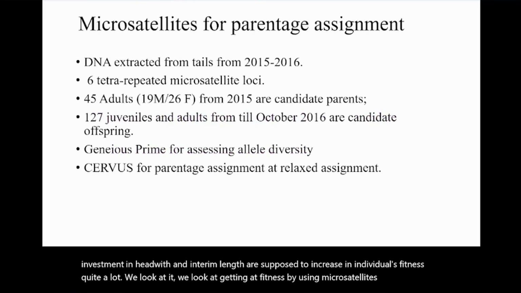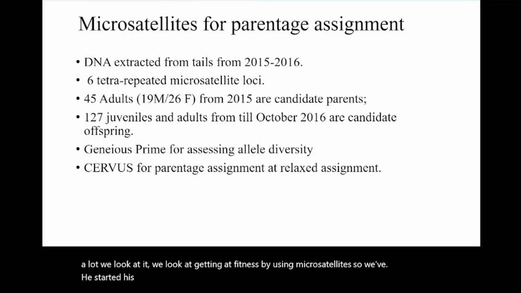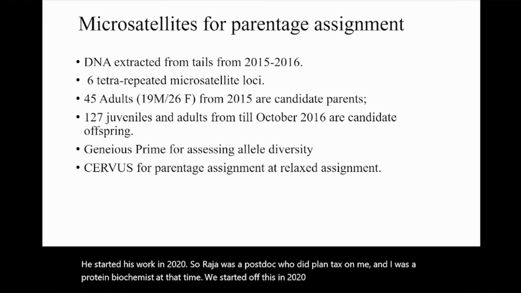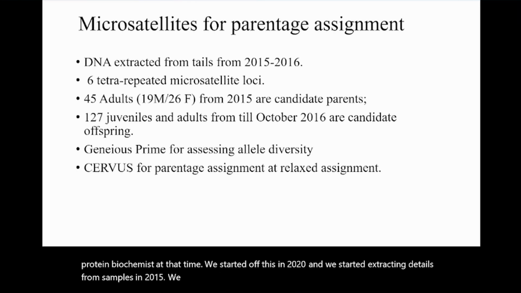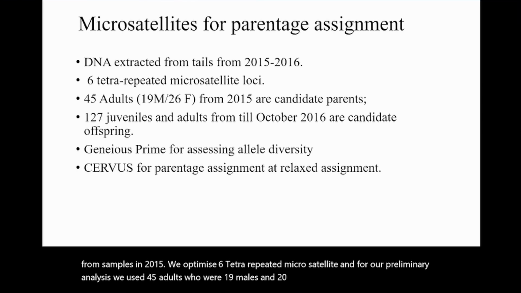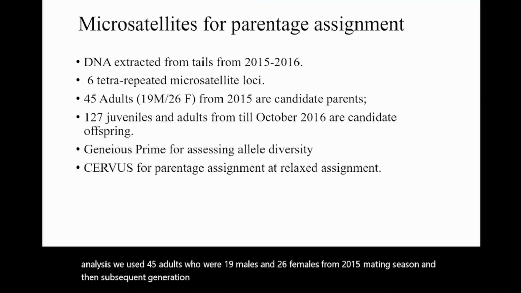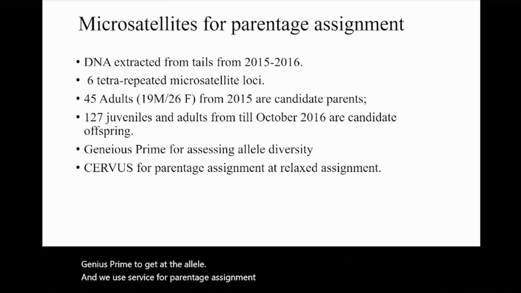So we started this work in 2020. Raja is a postdoc who did plant taxonomy, and I was a protein biochemist at that time. We started this in 2020, and we had started extracting DNA from tail samples in 2015. We optimized 6 tetra-repeat microsatellite loci, and for our preliminary analysis, we used 45 adults, 19 males and 26 females, from the 2015 mating season, and the subsequent generation of juveniles and adults were our candidate offspring. We used Geneious Prime to get at the allele diversity, and we used Cervus for parentage assignment using maximum likelihood.